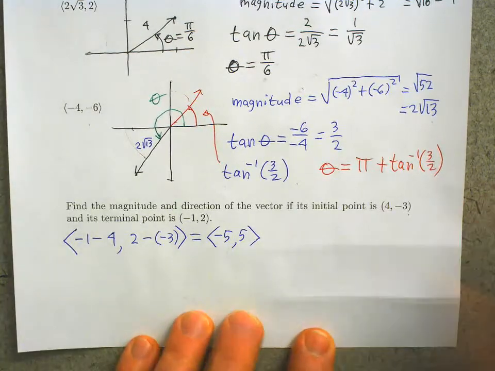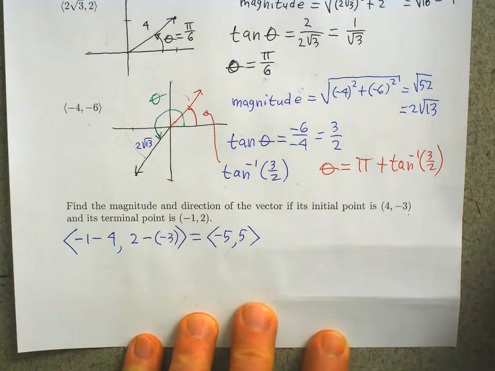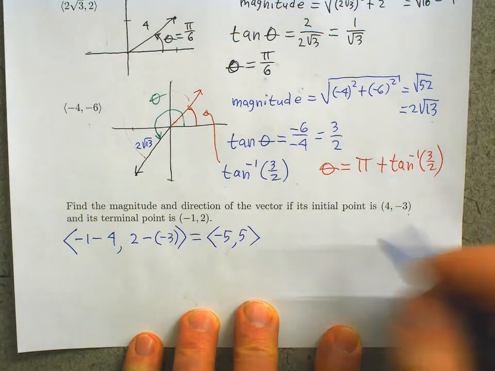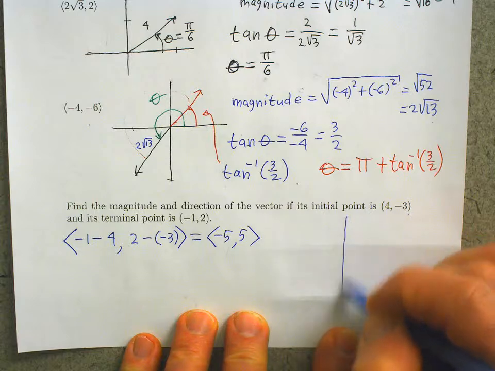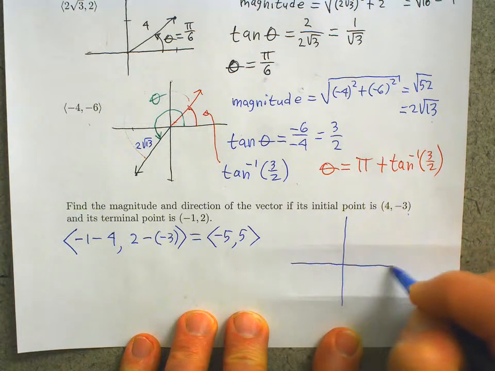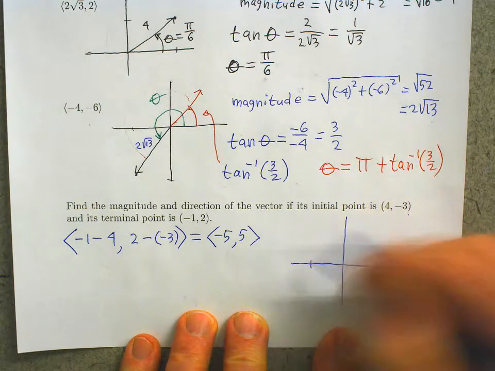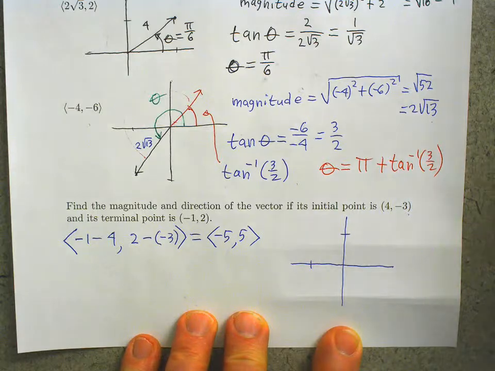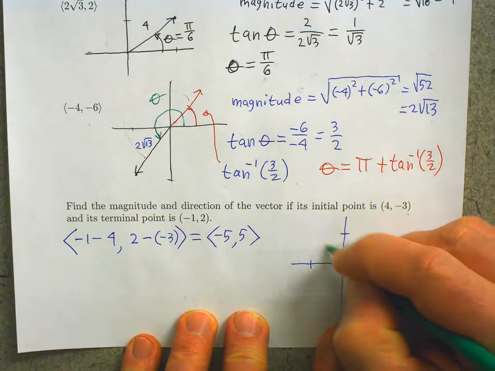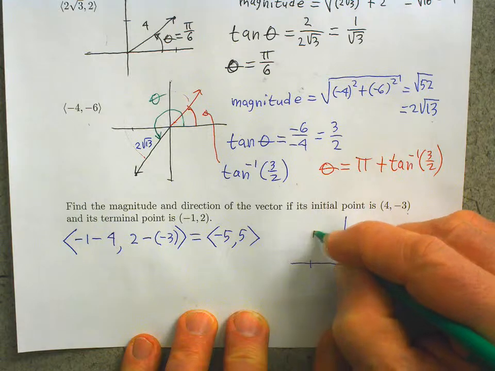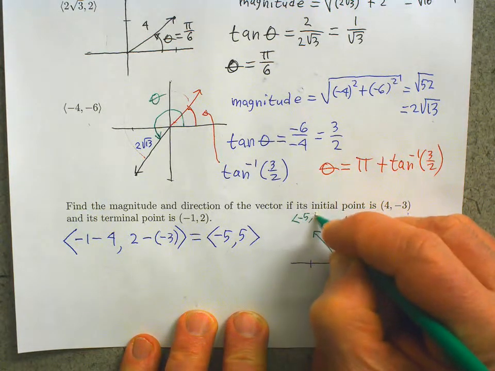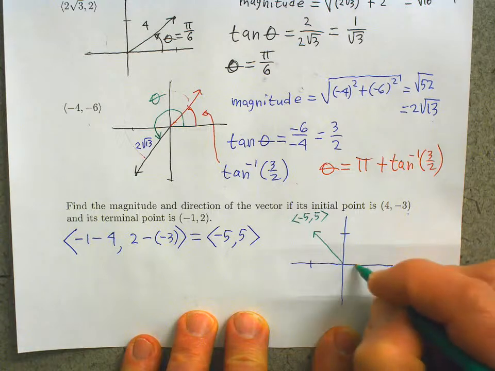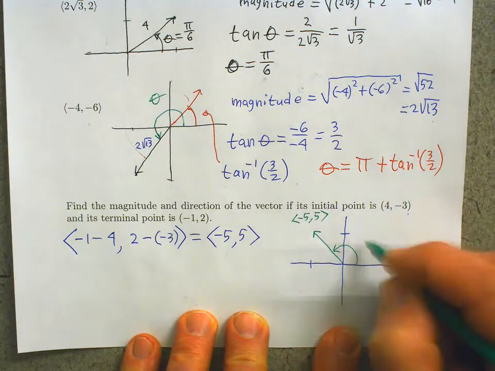Okay, so the vector is in the second quadrant. So <-5, 5>, say. And we want to find this angle, theta.